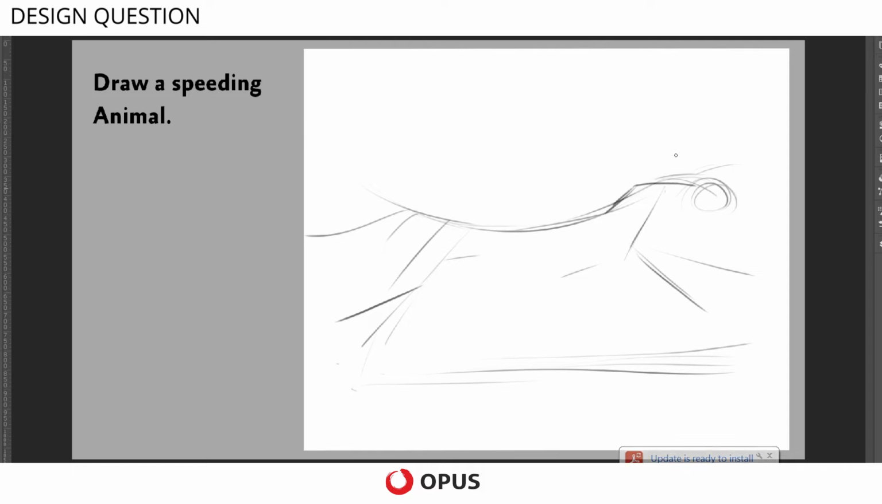After you have this gesture, then you can add certain lines. Start with the head first, and then slowly give the legs, like it is running.